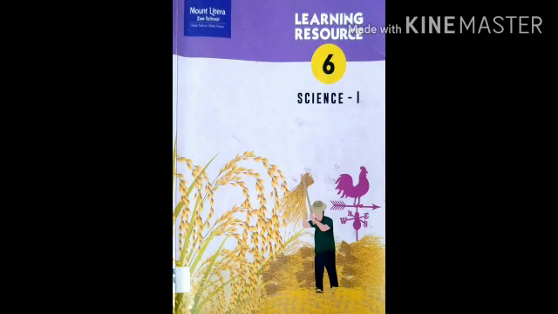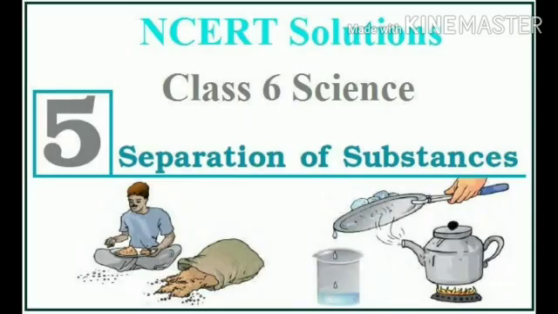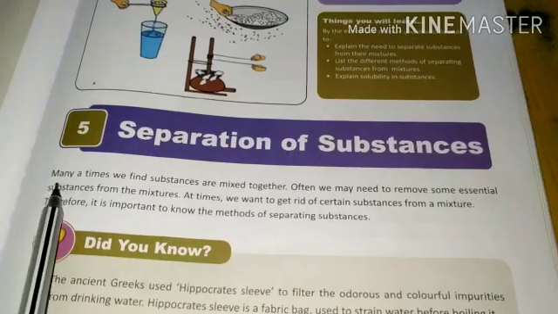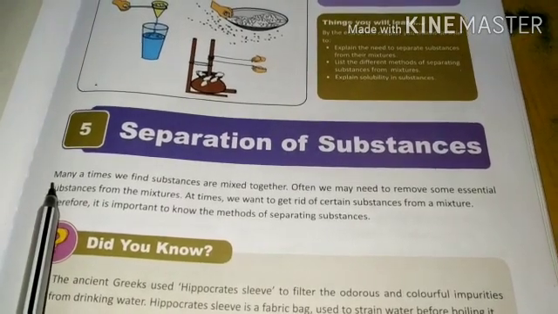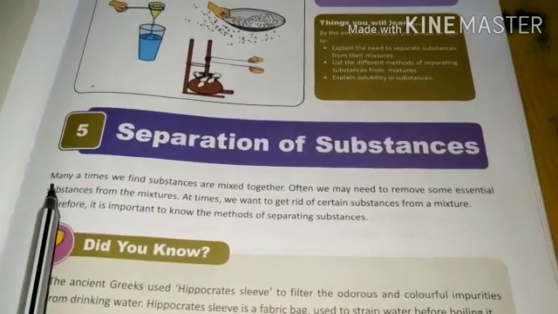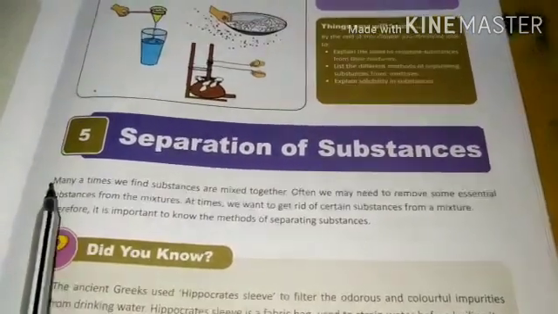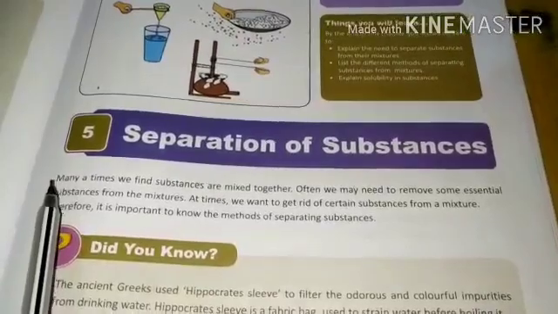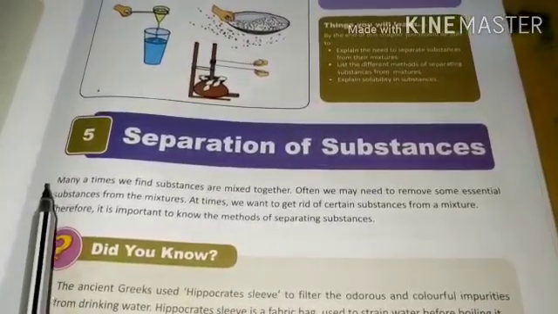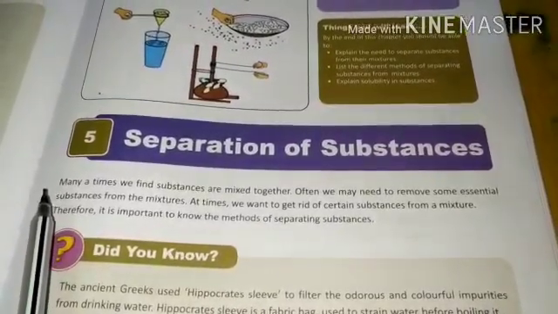In this video, we are going to discuss the topics related to chapter number 5. So, without wasting any time, let's begin. In this chapter, we are going to discuss the various processes which are helpful for us to separate the substances or material which are dissolved or mixed together.